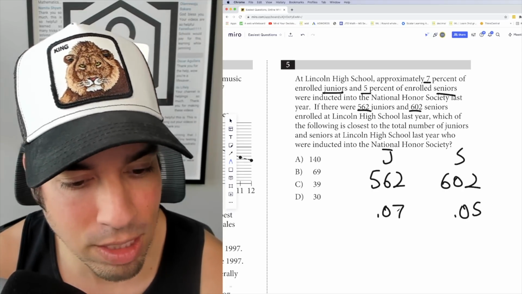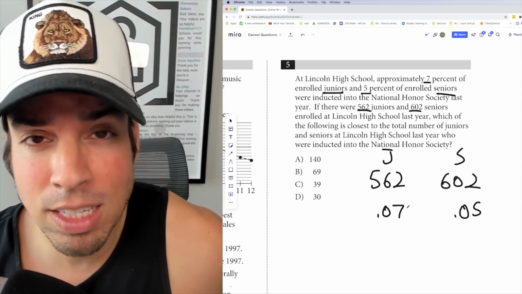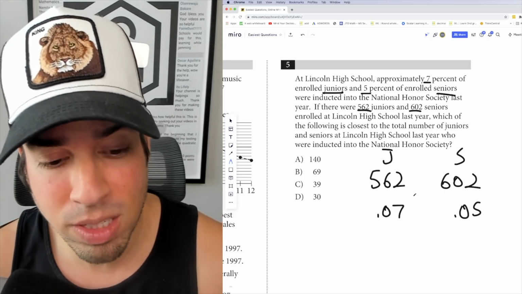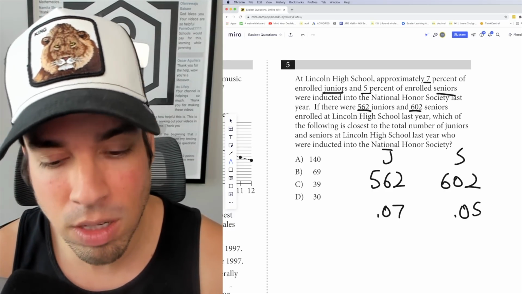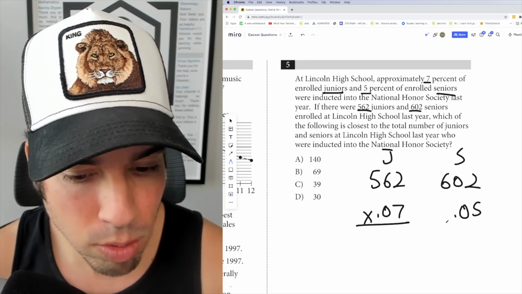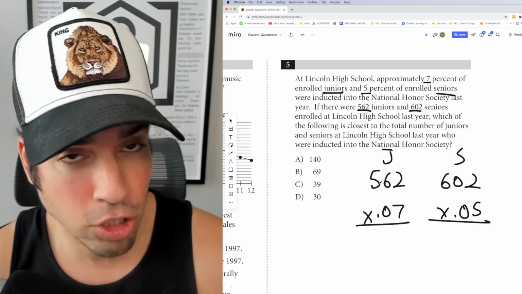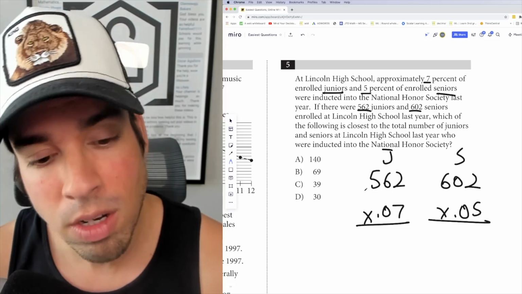So I'm writing it like this because remember, when we take a percentage of something, we multiply it by its decimal equivalent. The decimal equivalent of 7% is 0.07. Decimal equivalent of 5% is 0.05. So all you got to do is do the multiplication and add these values up. Now, this is from the calculator section. You can use a calculator, of course, if you want. I'm just going to do it by hand.